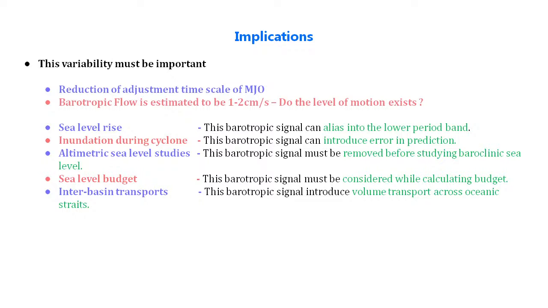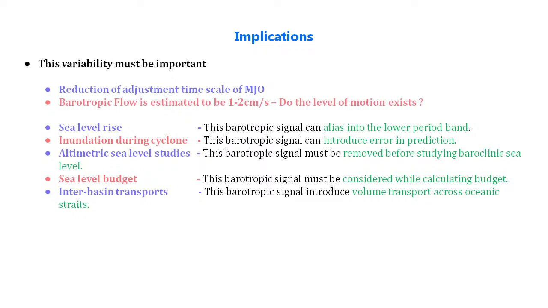And also, while using an altimeter like Aviso, we think that in the Indian Ocean or tropical basins, the data from the altimeter is purely baroclinic in nature. But now you know that it also has a barotropic signature. So before analyzing baroclinic sea level variabilities from Aviso data, we want to remove this barotropic signal completely. Otherwise, there is an error associated with it. So this signal must be considered while closing the sea level budget. Calculating this variability using the sea level budget also must be considered.